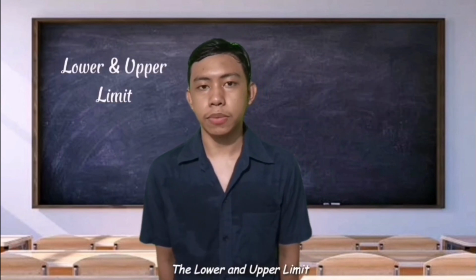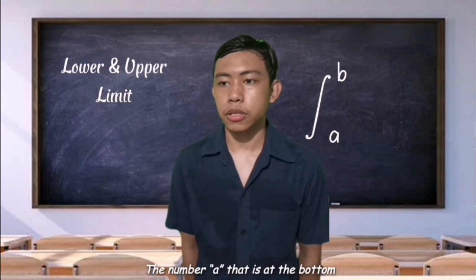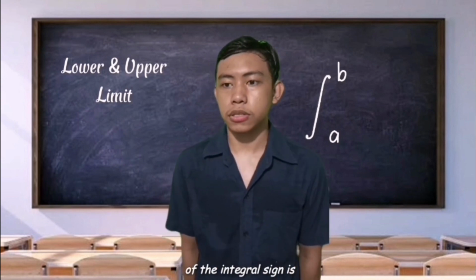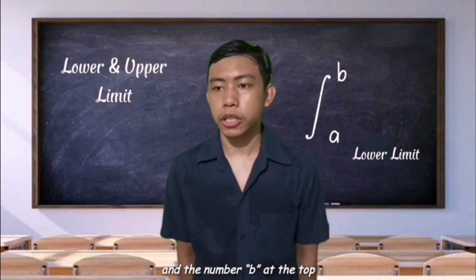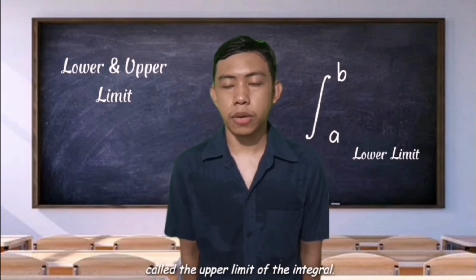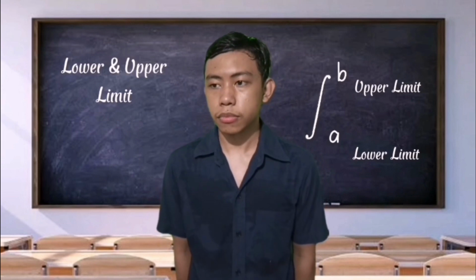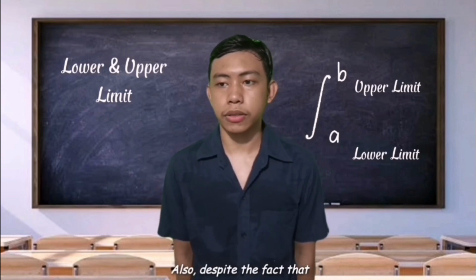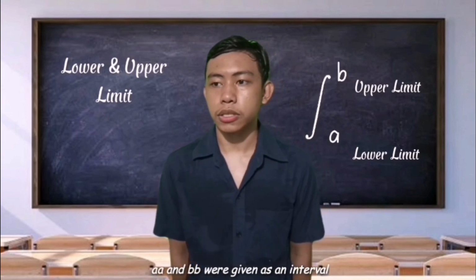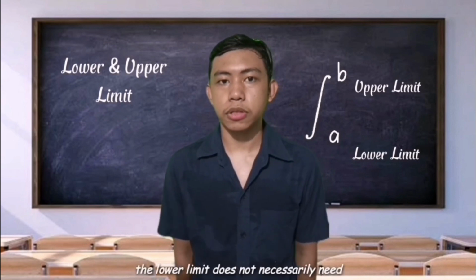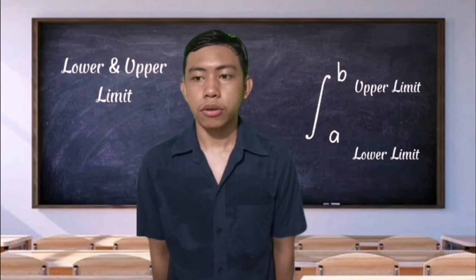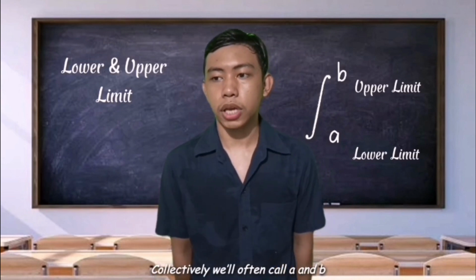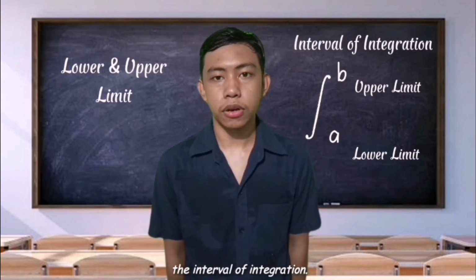The lower and upper limit. The number a that is at the bottom of the integral sign is called the lower limit of the integral, and the number b at the top of the integral sign is called the upper limit of the integral. Also, despite the fact that a and b were given as an interval, the lower limit does not necessarily need to be smaller than the upper limit. Collectively, we'll often call a and b the interval of integration.